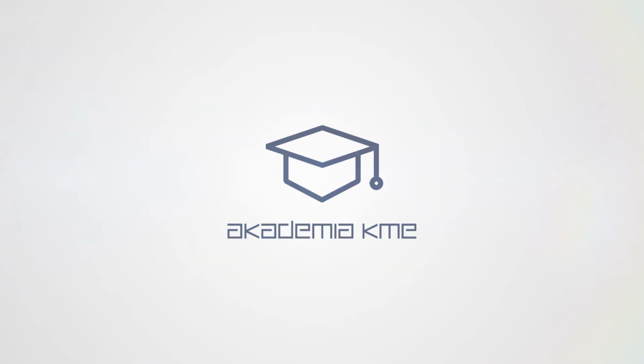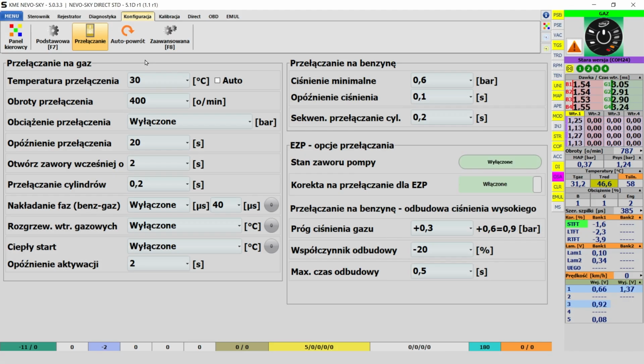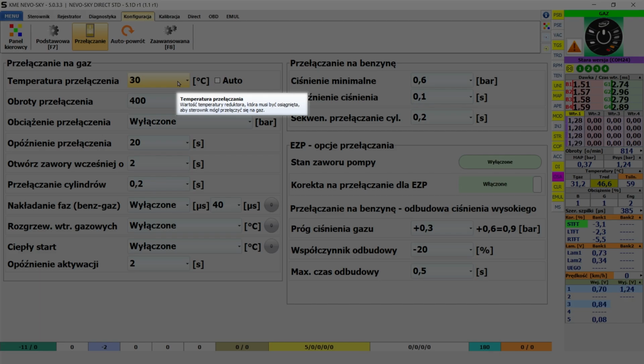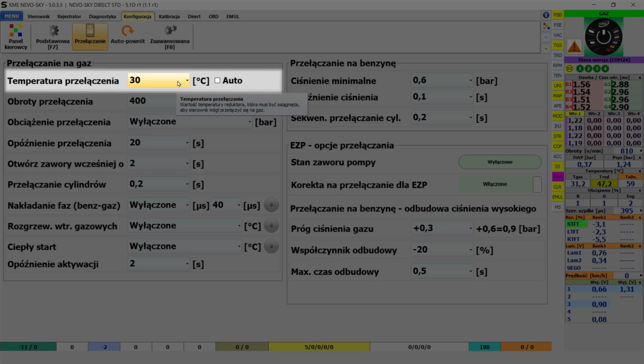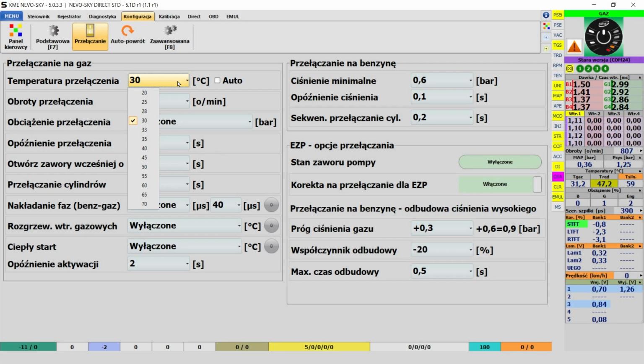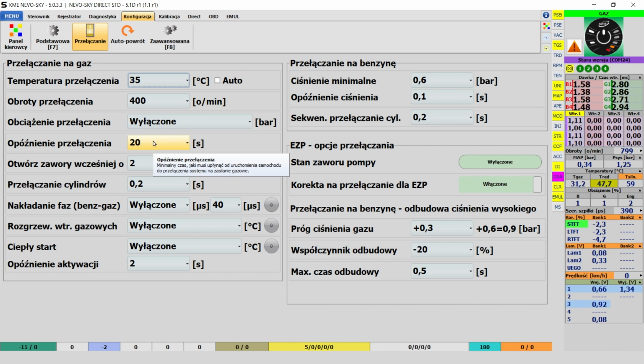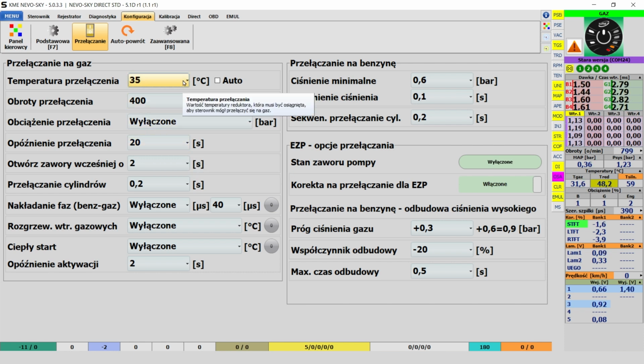A higher value will extend the waiting time for switching, but will ensure more stable engine operation right after switching, especially in winter. Automatic selection of the changeover temperature is possible, depending on the gas temperature at the time of ignition of the engine. Option Auto. This will reduce the waiting time for switching in the winter period and ensure stable operation throughout the year. This option automatically lowers the changeover temperature, depending on the gas temperature below 15 degrees Celsius.